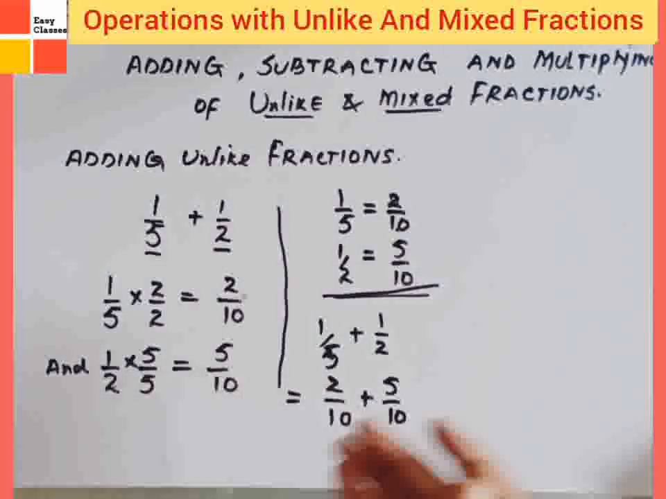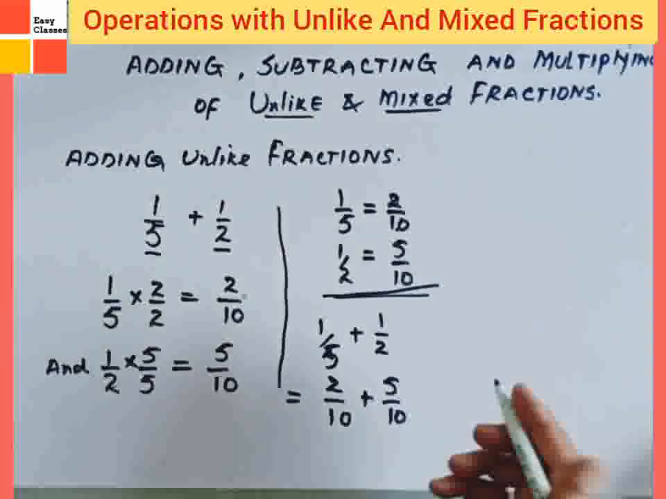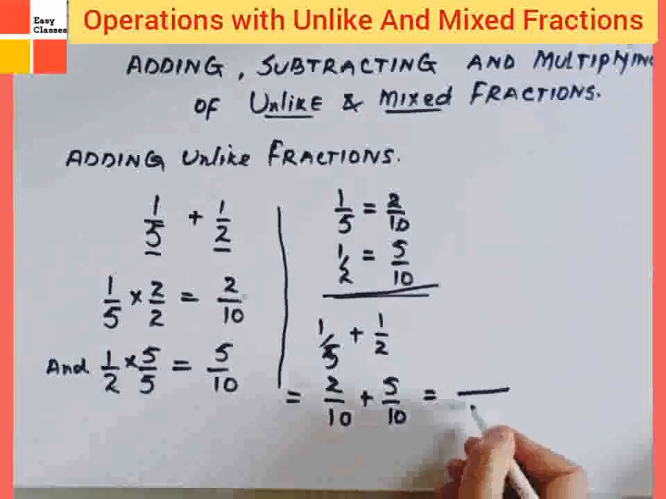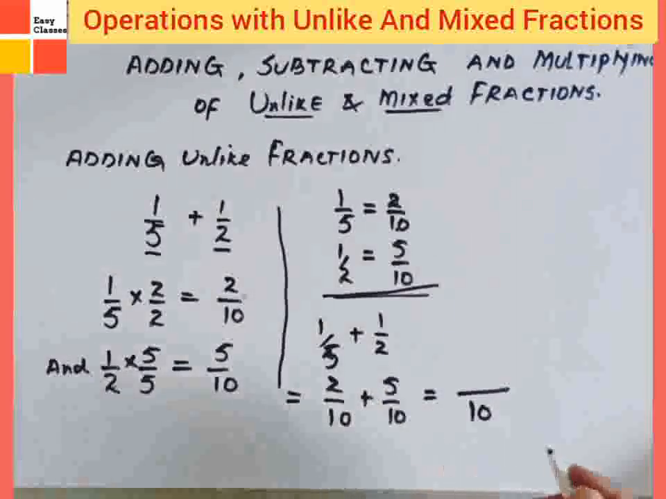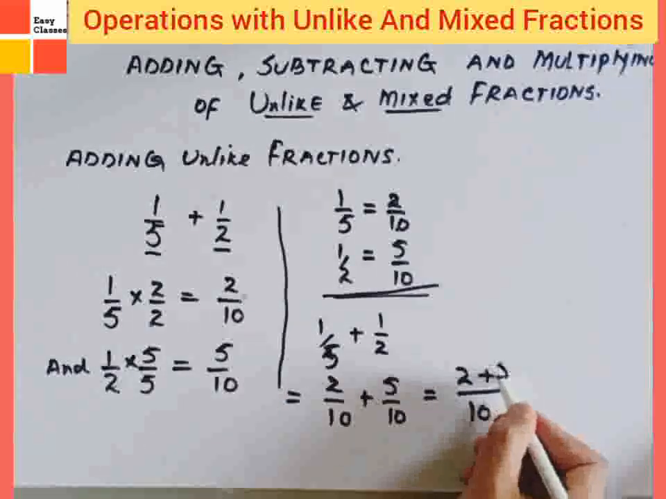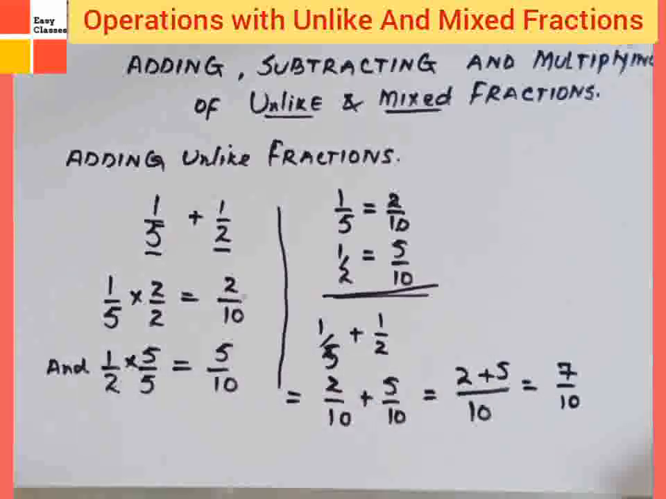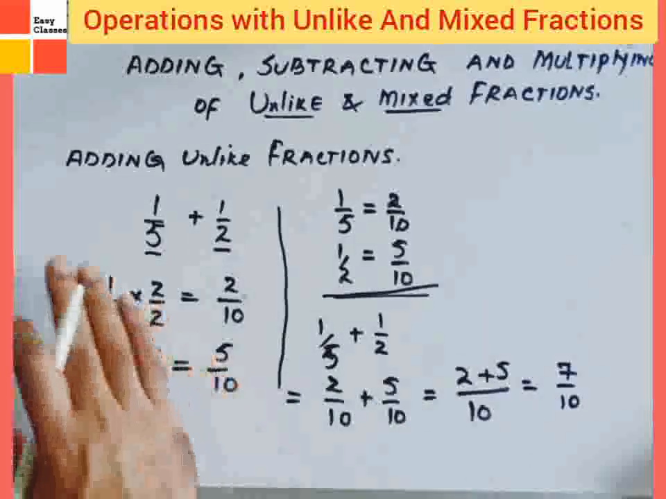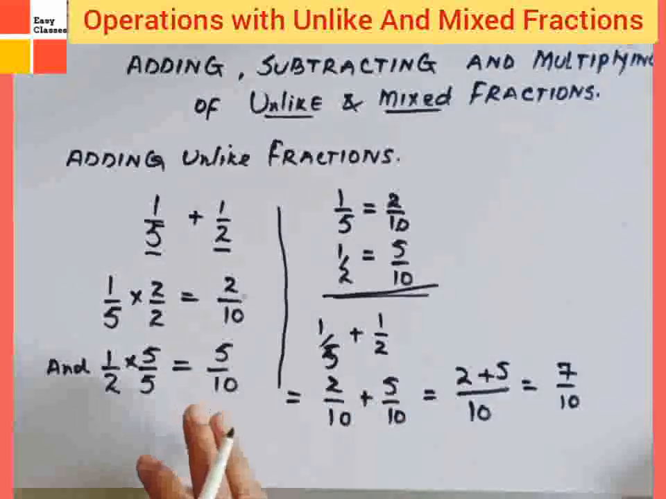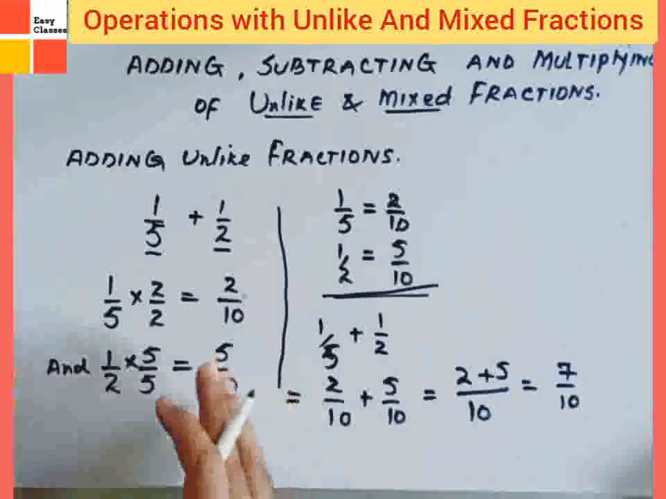Okay, now here onwards you have to apply the same procedure that you have applied for like fractions. So now they have become like fractions. So taking the denominator 10 as the common term, then add the numerators. Okay, so we'll get 7 divided by 10. So this is how we can add two unlike fractions.